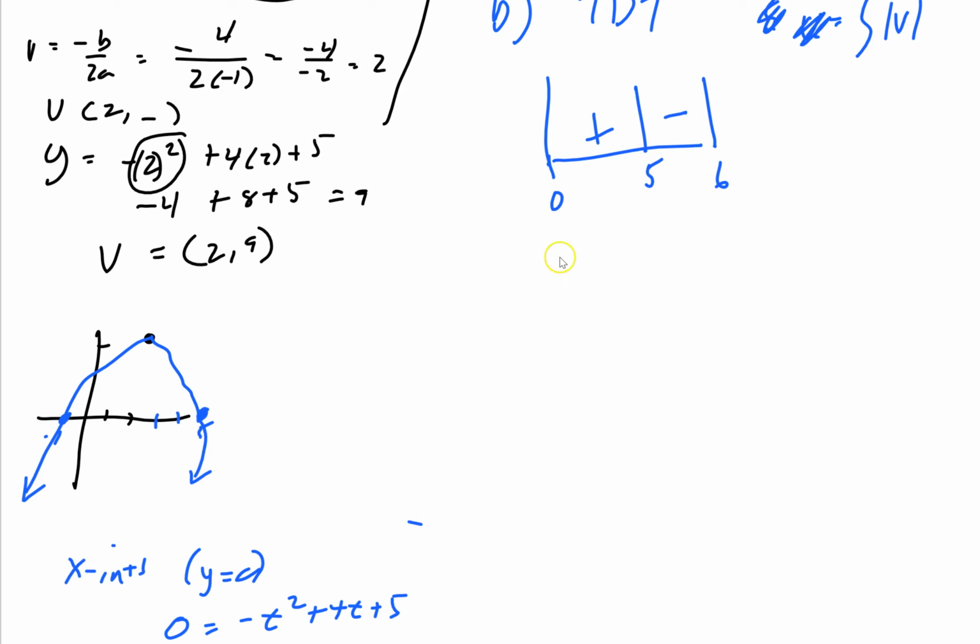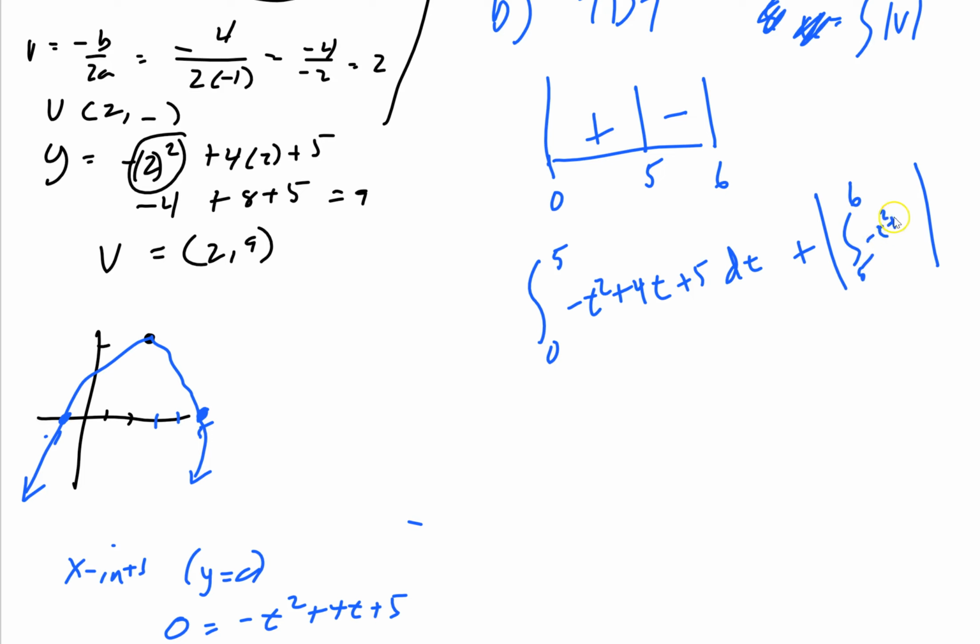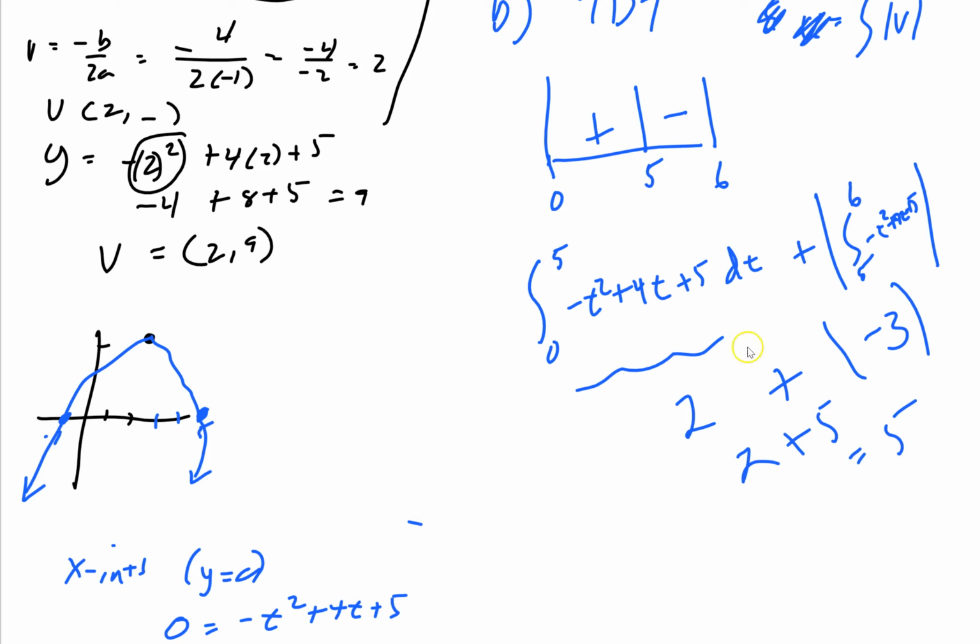So again, if I'm doing this by hand, I got to integrate from 0 to 5 of my velocity equation, which is negative t squared plus 4t plus 5 dt. Plus, I got to do the absolute value of this one. So we're going to integrate from 5 to 6 of negative t squared plus 4t plus 5 dt. Get my answer there. Let's say it's 2. Who cares? Let's say the other is negative 3, but I need the absolute value to make sure it's positive. And you add them up. Get your answer. Again, I just made that up.